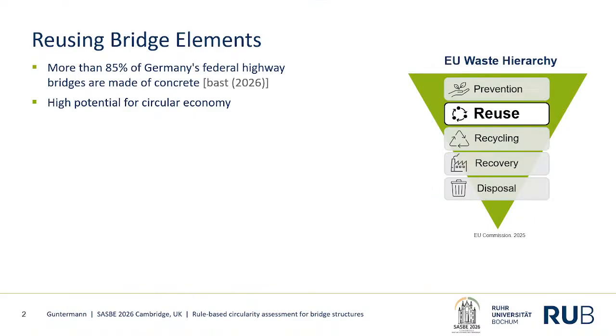Why is this important? Because 85% of the German federal highways are made of concrete, so there's a high potential for circularity and reuse. And we also have to consider it because of the European waste hierarchy, which clearly says that prevention of waste is the highest goal. After this, there comes the reuse of components.